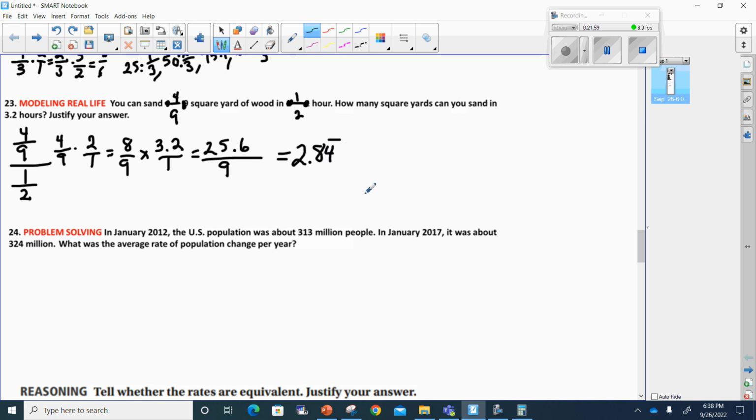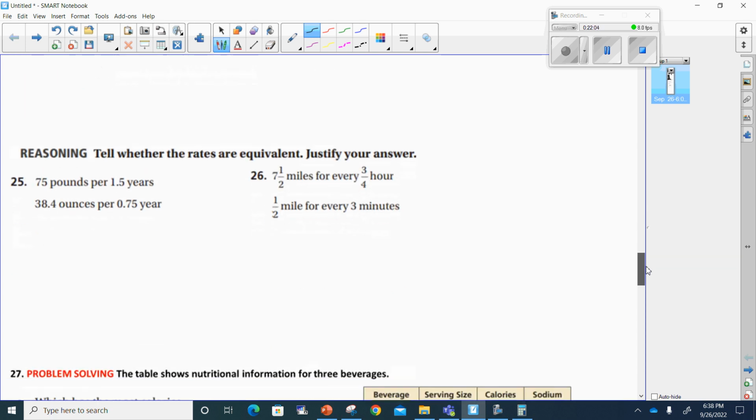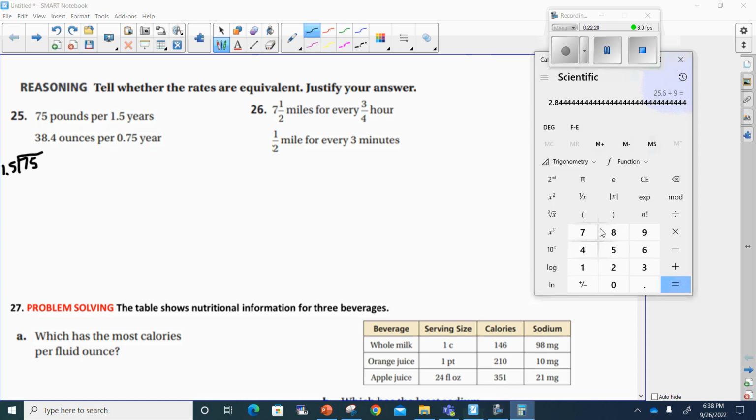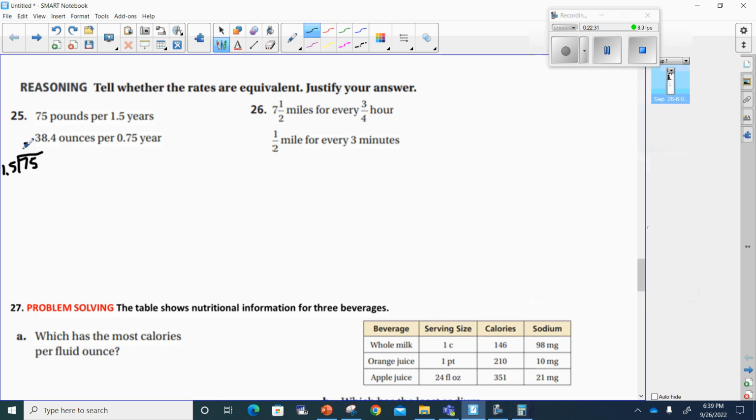All right. Number 24 is yours to do. I'm on the 25. Tell whether the rates are equivalent. Justify your answer. 75 pounds in 1.5 years. So that's 75 divided by 1.5. Well, 75 divided by 1.5 is 50. All right. So that means I have 50 pounds in 1 year.